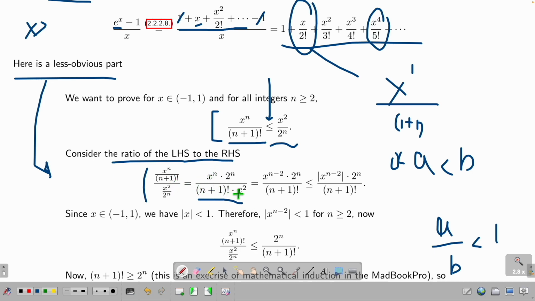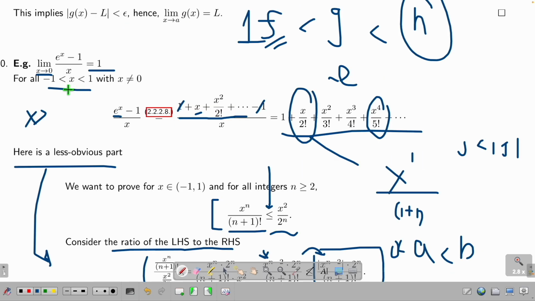And then this is xn, this is x2. So these two terms combine. I get this one. And now I have this. And then what? Any number j is always smaller than the absolute value of j, right? So I just add the absolute value here. So now I have this funny thing. Why am I doing this? Because x is between -1 and 1.